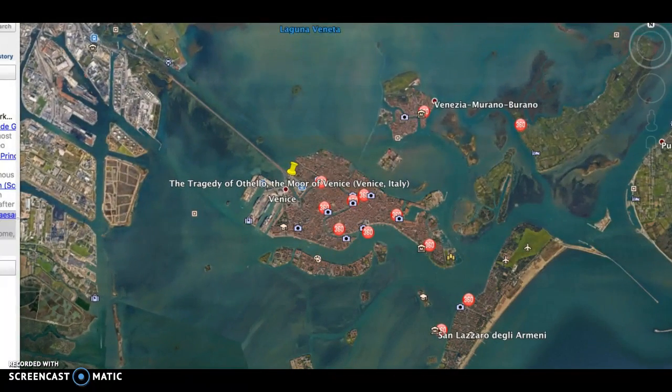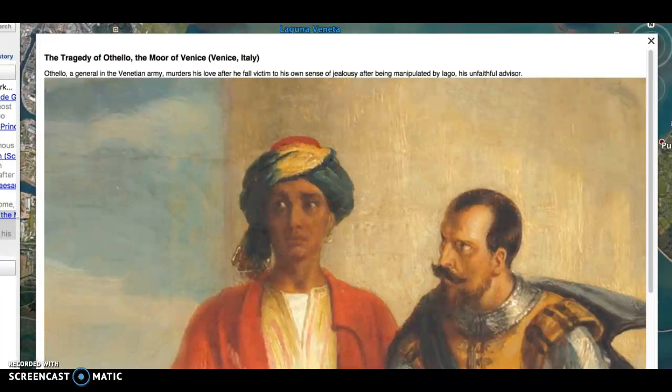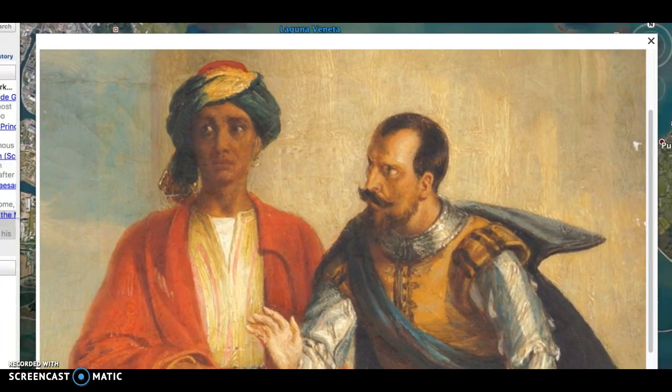And lastly, we've arrived at the setting of the tragedy of Othello, the Moor of Venice, in Venice, Italy. Othello, a general in the Venetian army, murders his love after he falls victim to his own sense of jealousy after being manipulated by Iago, his unfaithful advisor. And this image shows an illustration of Othello standing next to his advisor Iago, the one who betrays him.